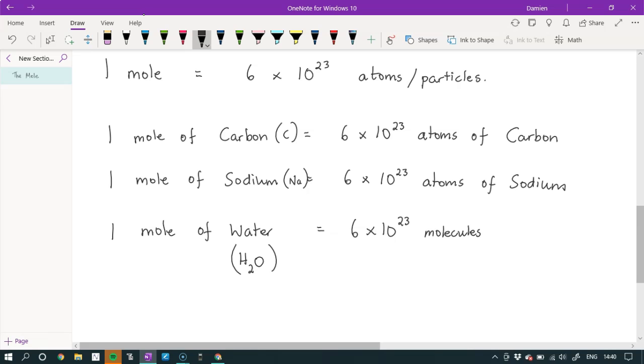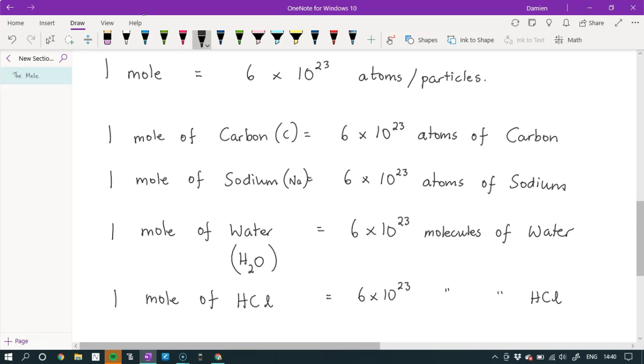So that's what I'm saying. It depends on whether you're dealing with atoms or molecules. 6 by 10 to the 23 molecules of water. And then finally, if you had, say, 1 mole of hydrochloric acid, which is HCl, HCl is also a molecule, so it would be 6 by 10 to the 23 molecules of HCl.